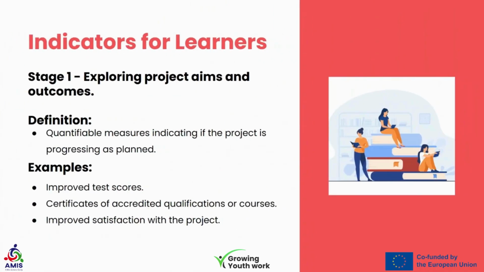Indicators for learners. Indicators for learners are quantifiable measures which can indicate if the project is progressing as planned. Examples of these indicators could be to improve the test scores of the children, to add certificates of accredited qualifications to the teachers, to provide different types of courses that would up their skill sets, or to improve satisfaction with the current project or program, which could be measured through either surveys or perhaps interviews.